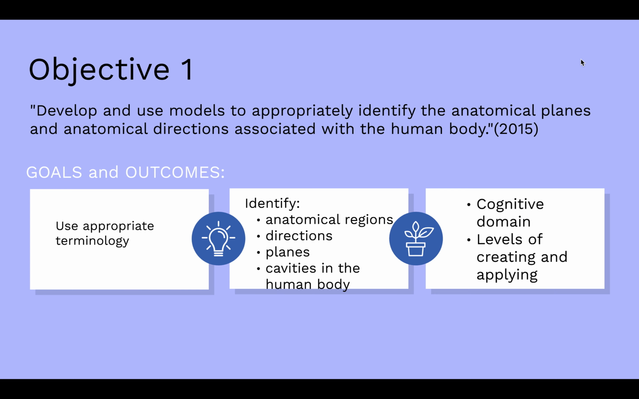The first objective will be to develop and use models to appropriately identify the anatomical planes and anatomical directions associated with the human body. So the goals and the outcomes for this objective, they'll be able to use appropriate terminology, they'll be able to identify the anatomical regions, directions, planes, and the cavities in the human body, and this will come from the cognitive domain in the levels of creating and applying.